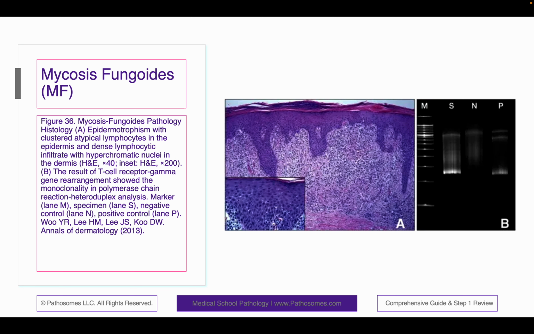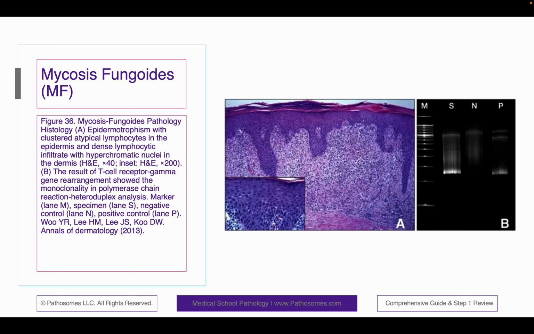Again, note this lymphocytic infiltration in the panel to the left, marked A, into the skin, showing epidermotropism associated with mycosis fungoides. We have those atypical lymphocytes in the epidermis and a dense lymphocytic infiltrate with hyperchromatic nuclei in the dermis.